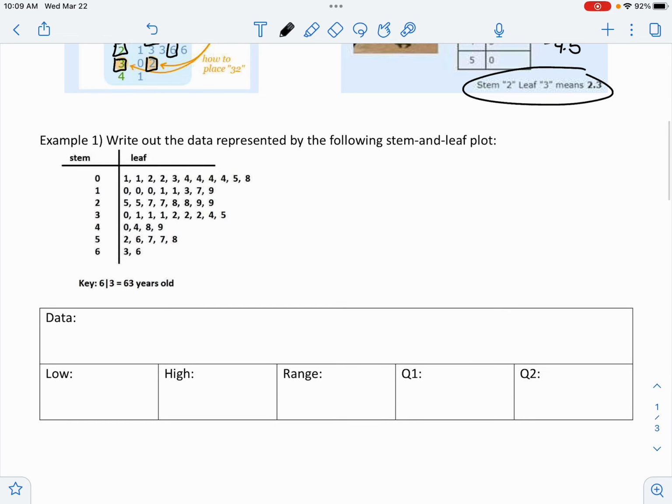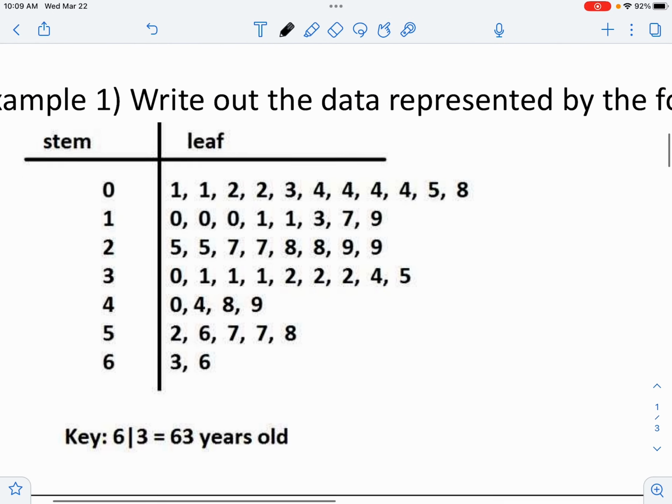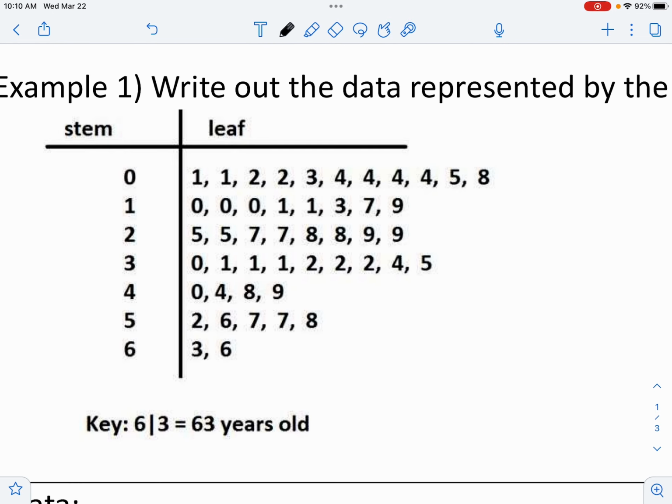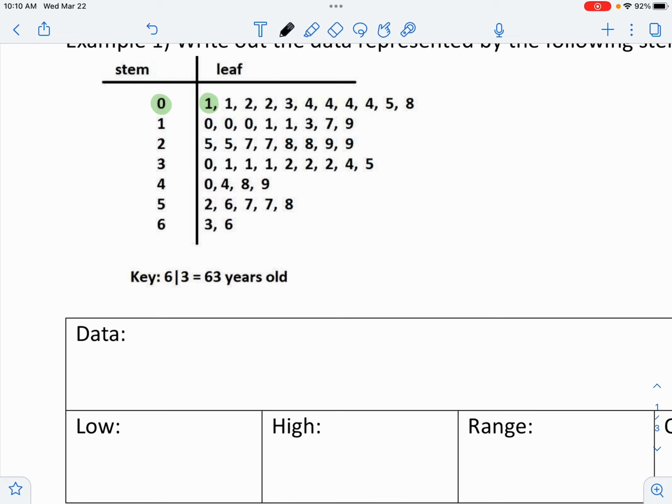All right, let's look at example 1. Write out the data represented by the following stem and leaf plot. What do you think? Look at the key. See how they have 6 and 3 being 63? What do you think the zeros with the 1, 2, 3 and all that represent? This 0 and this 1 just represents a regular 1. So when they ask us to write our data out, we're going to write a regular 1.